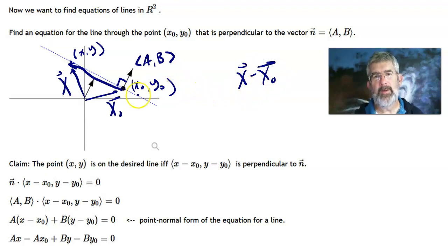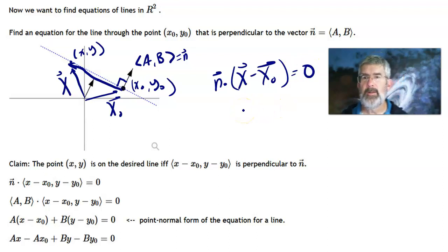These are capital X's as opposed to the little x, which is the x component of capital X. So this vector is supposed to be parallel to that line. If xy is on the line, then it will be parallel to the line. If xy is off the line, it will not be parallel to the line, and it will not be perpendicular to AB. So what I want here, this is vector n, what I want is that this vector right here is perpendicular to n, so that the dot product with n is equal to 0.